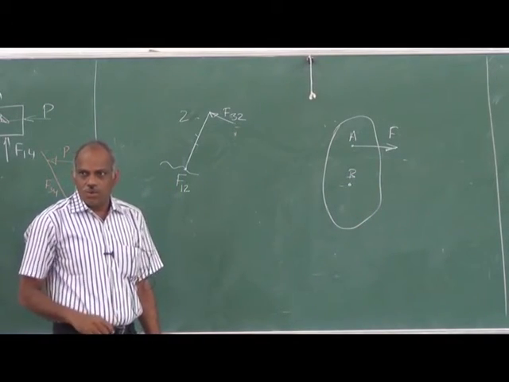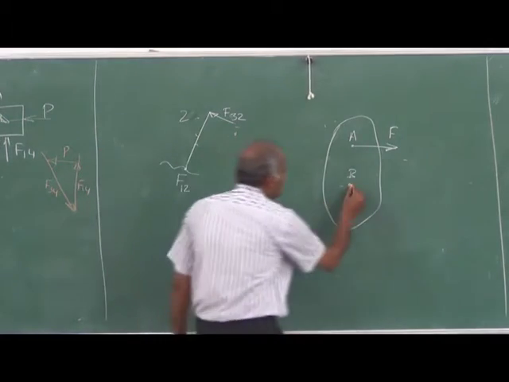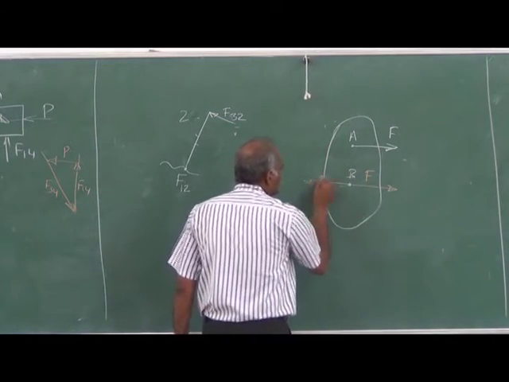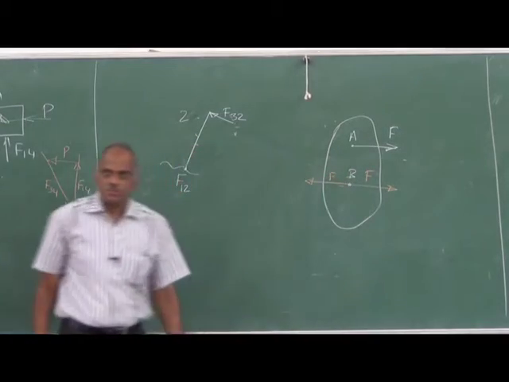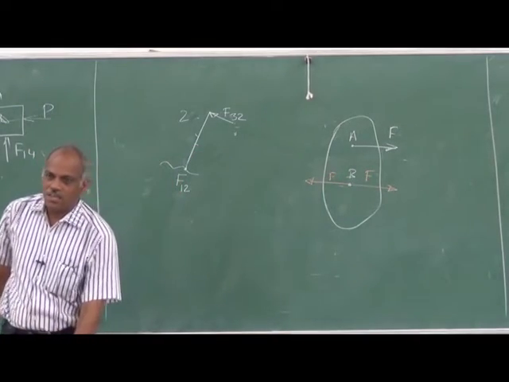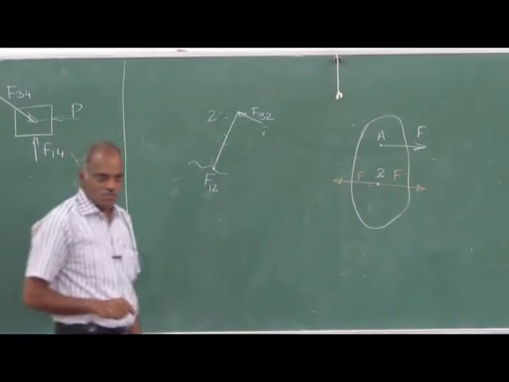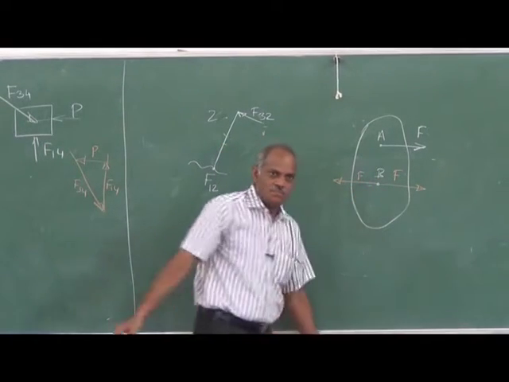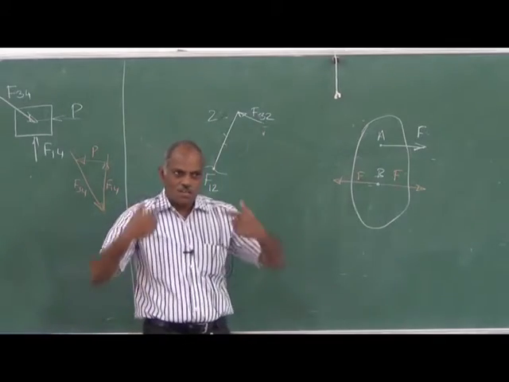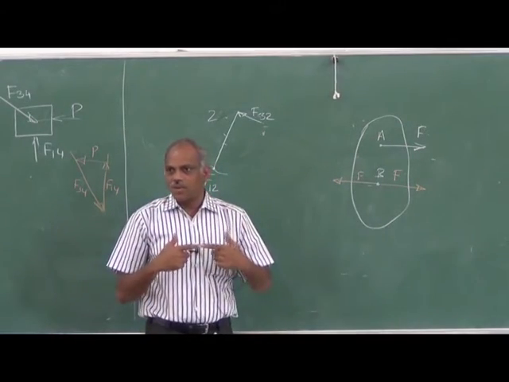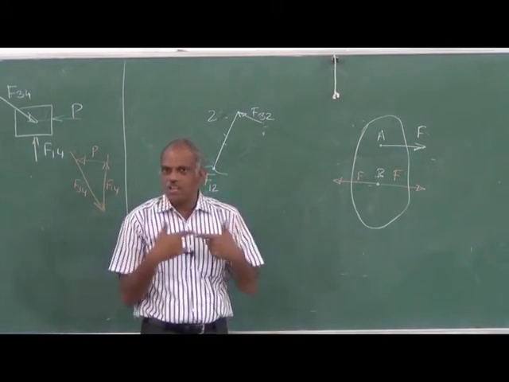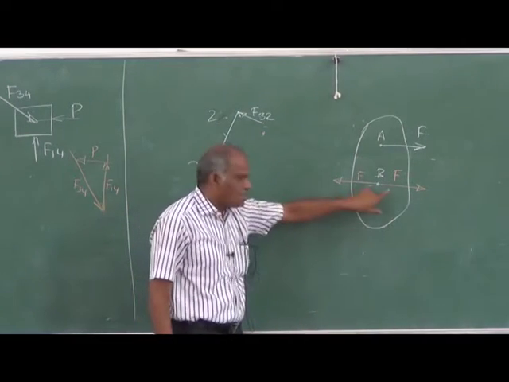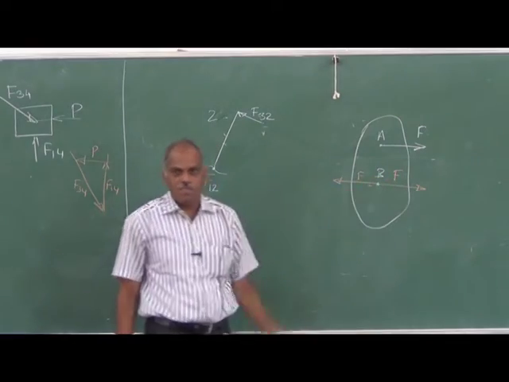Now I will introduce a system of forces. At point B, I introduce a system of forces, that is F and F. These two forces are equal in magnitude, opposite in direction and collinear in action. Therefore, these two forces are in equilibrium. In isolation, these two forces are in equilibrium.